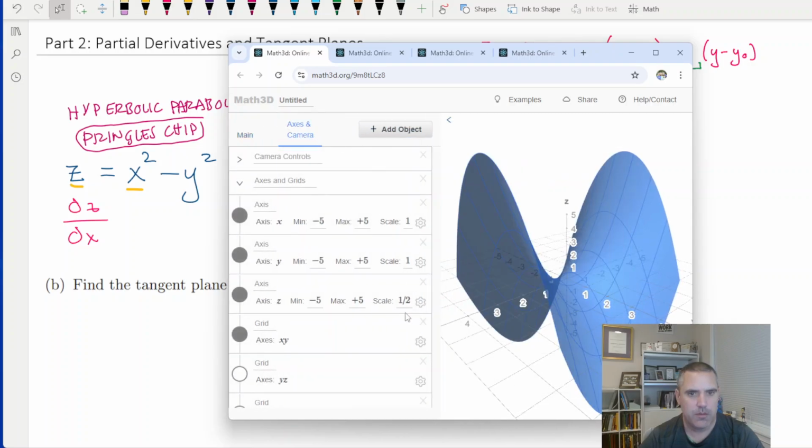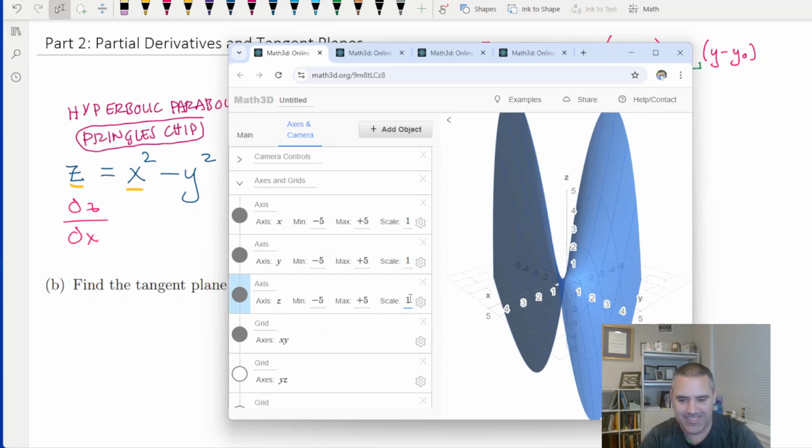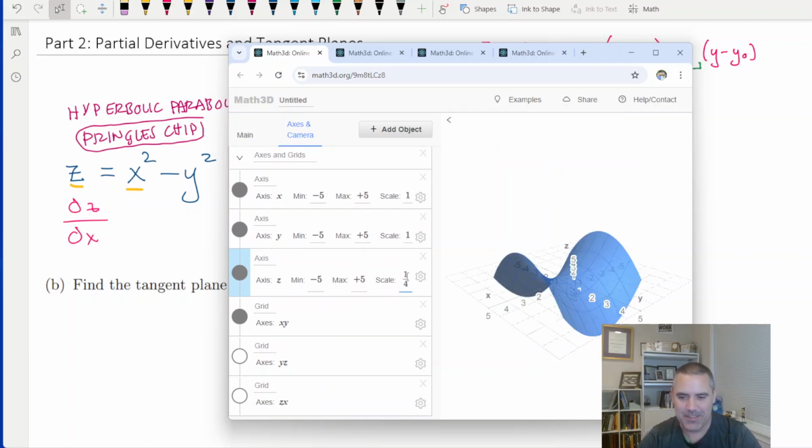I feel like the scale looks funny. Ah, that's what I did wrong. Oh, that looks worse. Well, that looks even weirder.